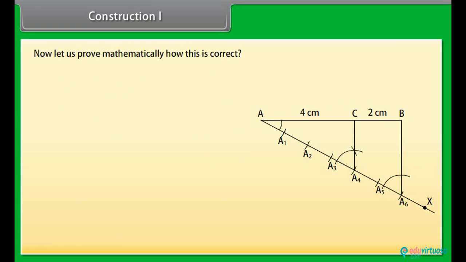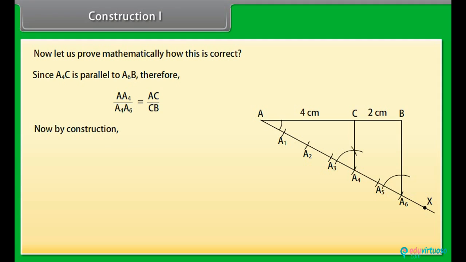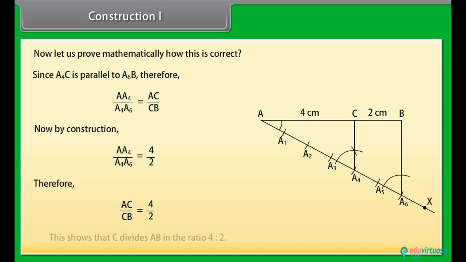Now let us prove mathematically how this is correct. Since A4C is parallel to A6B, therefore by the basic proportionality theorem, AA4 upon A4A6 equal to AC upon CB. Now by construction, AA4 upon A4A6 equals 4/2. Therefore, AC upon CB is equal to 4/2. This shows that C divides AB in the ratio 4:2.